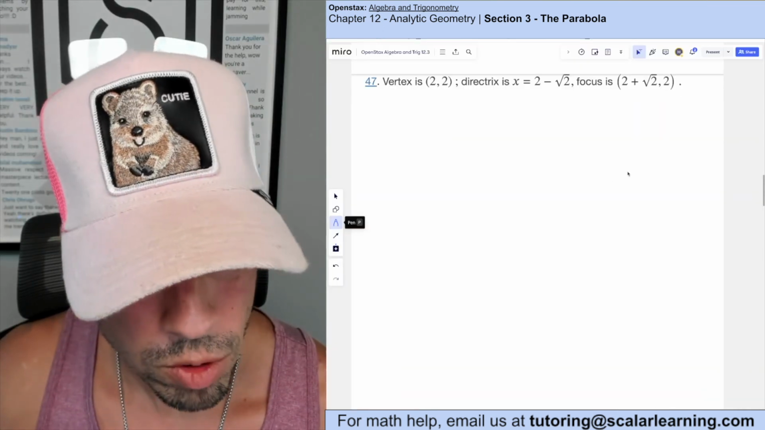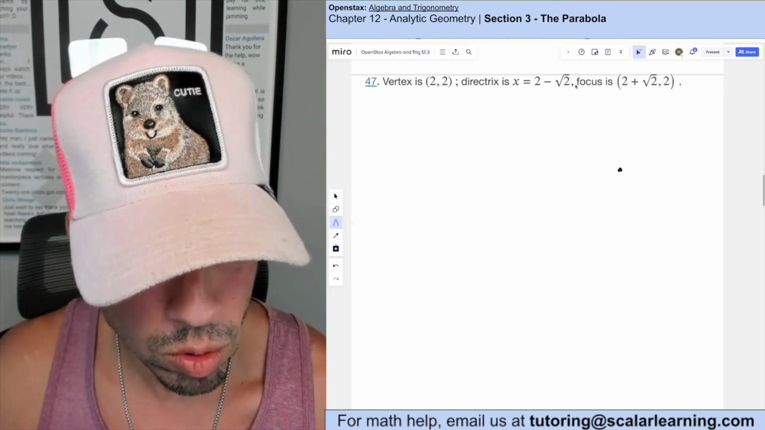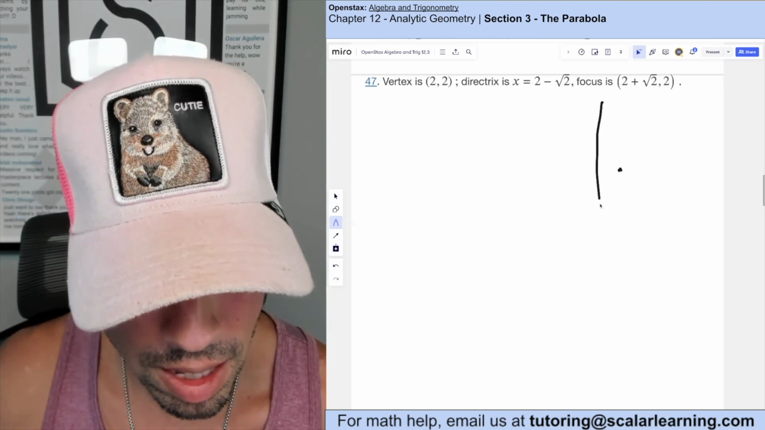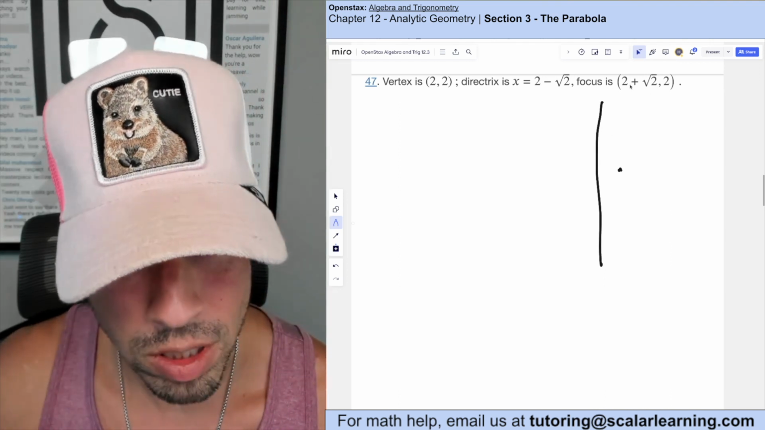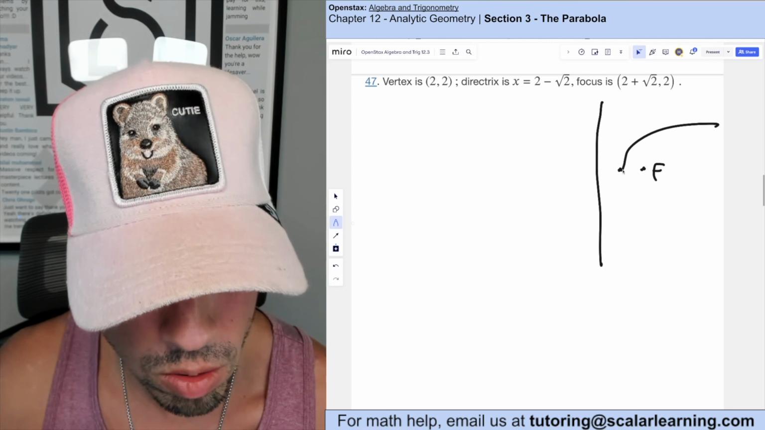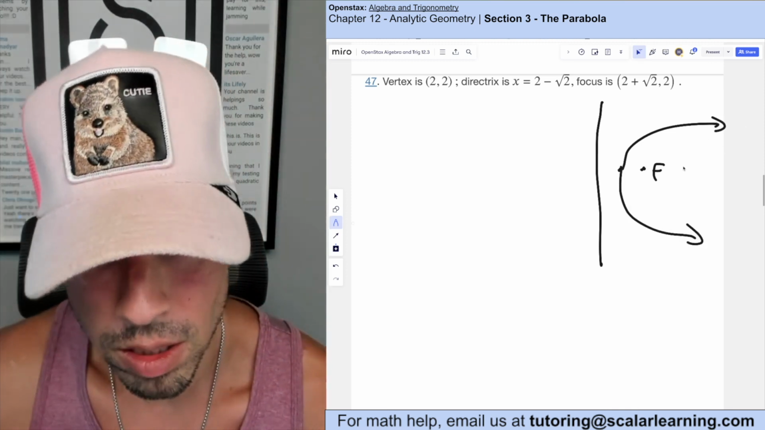For this one, we know the vertex is (2, 2). We know the directrix is x equals minus rad 2, which means it's to the left, so it's over here. The focus is plus rad 2, which is over here. So here's the focus, and roughly it's going to go like this. Opening to the right, my p-value is going to be positive.